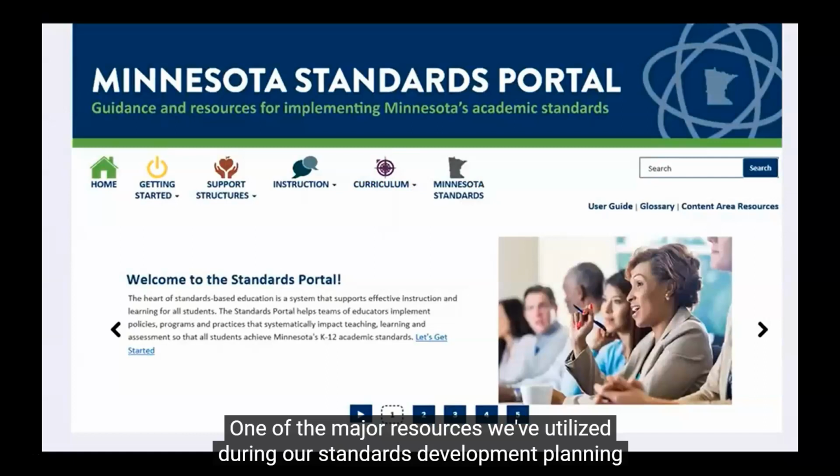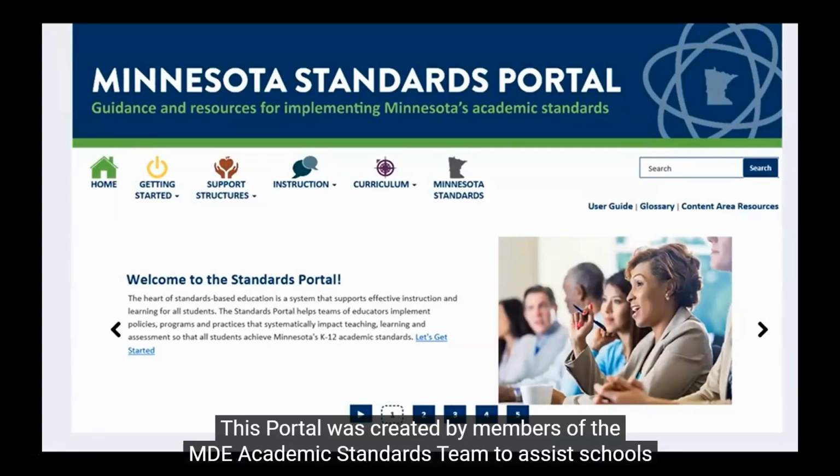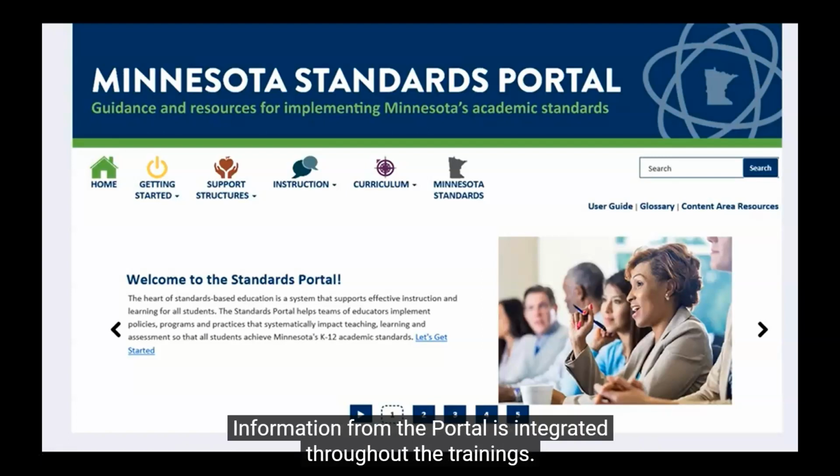One of the major resources we've utilized during our standards development planning is the MDE Standards Portal. This portal was created by members of the MDE Academic Standards team to assist schools as they go through this complicated process of building standards-based systems. Information from the portal is integrated throughout the trainings.